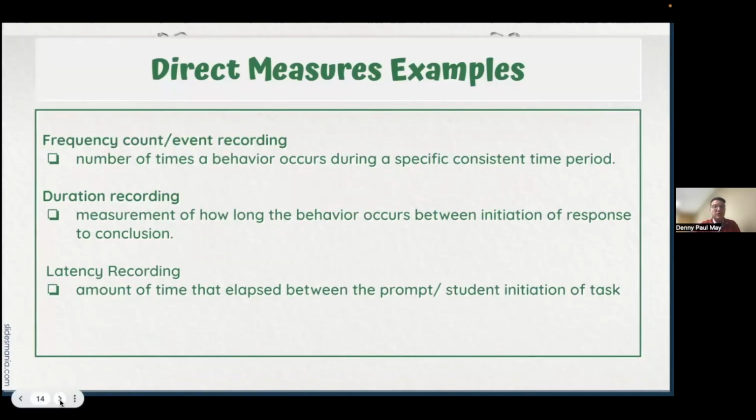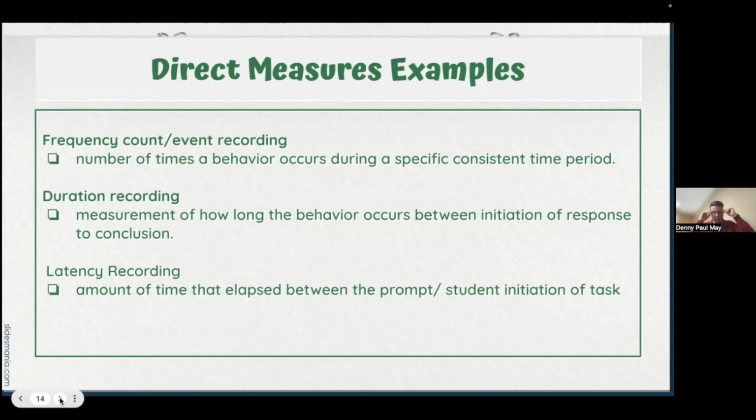So the direct measures, frequency count, that's the number of times a behavior occurs during a specific consistent time period. And we can also apply that to seeing how many words a kid can read, that type of thing. And so the duration recording and the latency recording are lots of times used when you have a descending measure, when you're looking to decrease behavior and replace those negative behaviors with positive behaviors.